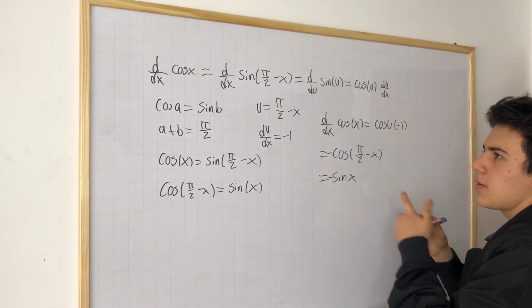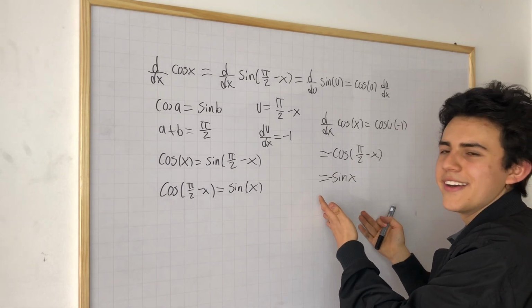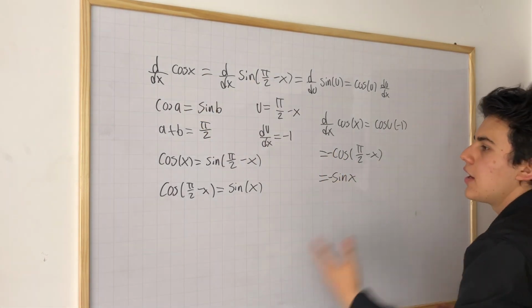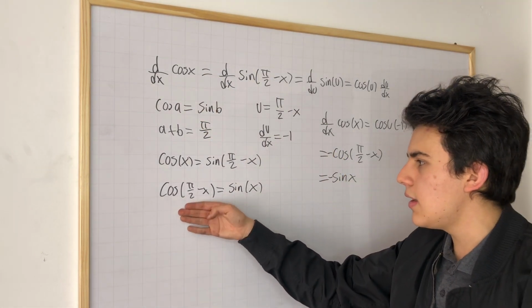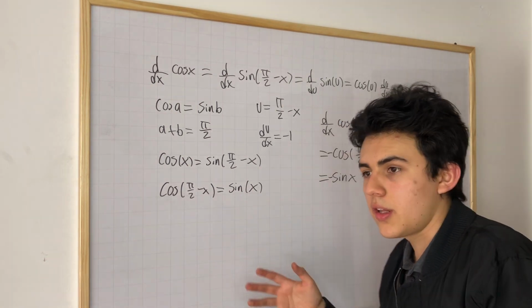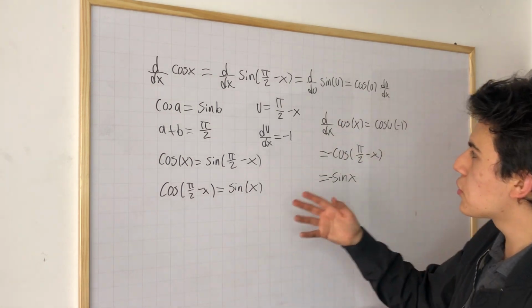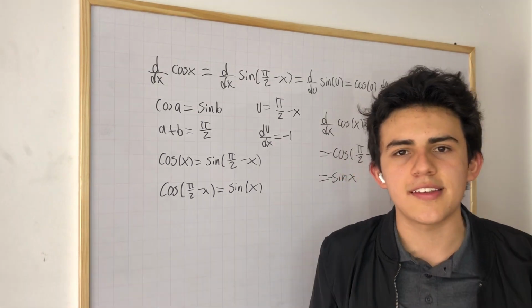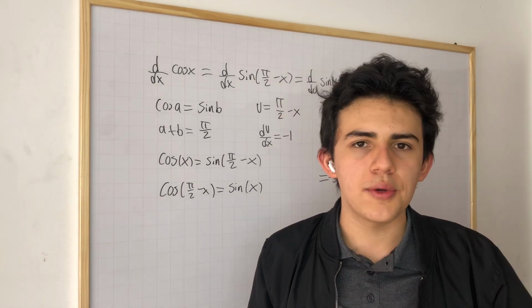And this is our answer. That is what we wanted to show, that the derivative of cosine of x is negative sine of x. And how do you do that? You do it using the complementary rule, which allows you to represent cosine as another function in terms of sine, and we know how to differentiate sine. And we know the chain rule too, so we can do everything.